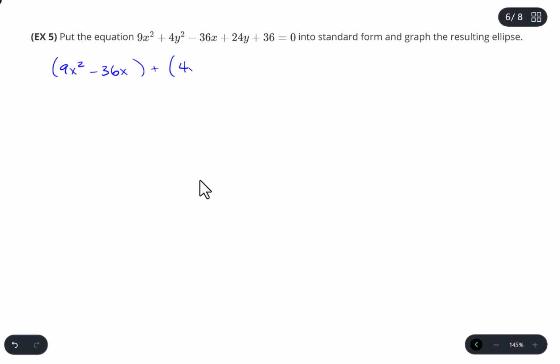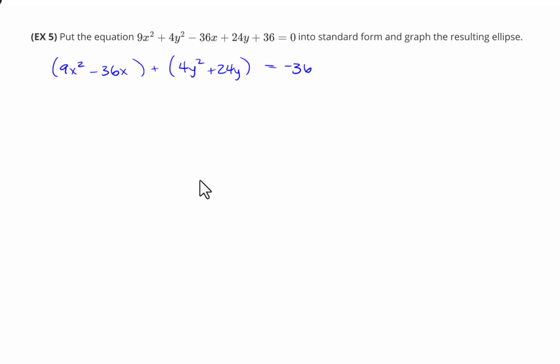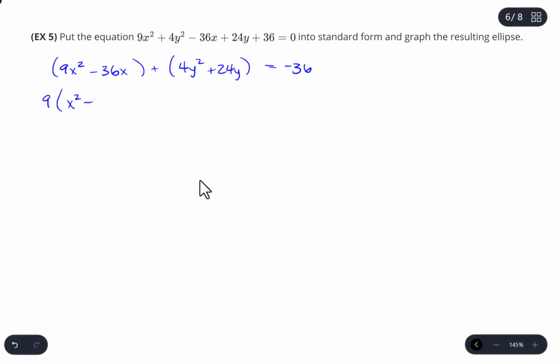So this would be 4y squared plus 24y, and then move the constant to the other side, so that's equal to negative 36. And we're going to add in some things in just a moment, so don't worry about this being negative. It probably won't stay negative the whole time. Now, when completing the square, I do need to factor out any coefficients of the squared values. So I would need to factor out a 9 from the first set of parentheses, so that would be x squared minus 4x. Then I would need to factor out a 4 from the second set, so y squared plus 6y.